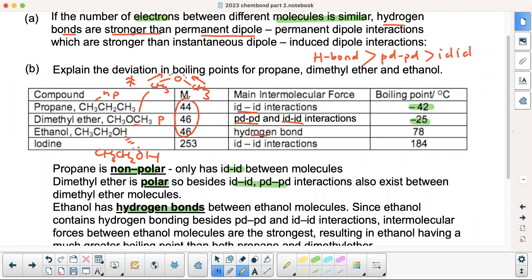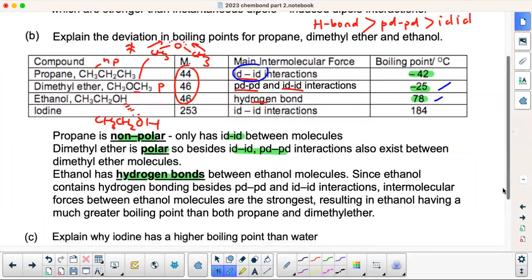And look at the one with hydrogen bond, the boiling point is 70. It means hydrogen bond is the strongest. Can you see that? So the ranking goes this way. The lowest boiling point is the one with only ID. And then this one has extra PD, higher boiling point. This one has hydrogen bond, highest boiling point. Okay, let's answer the last question here.